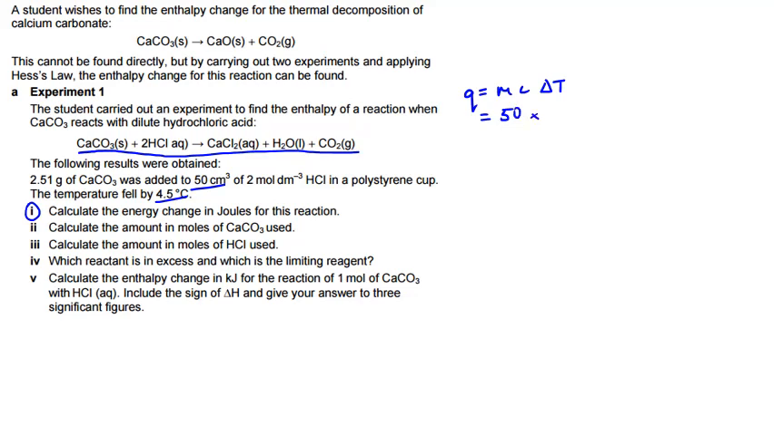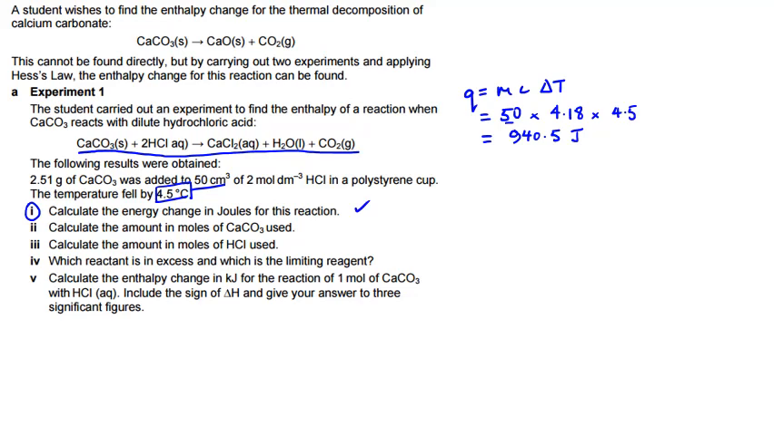Specific heat capacity, we're also going to assume this HCl is water because mostly it is water. And the specific heat capacity of water is 4.18. And lastly, our delta T is given in the question as 4.5 degrees C. So our Q is going to be the product of those three numbers, which I think comes out at 940.5. And that's in joules, because we've got grams here. So that's our answer to part 1.